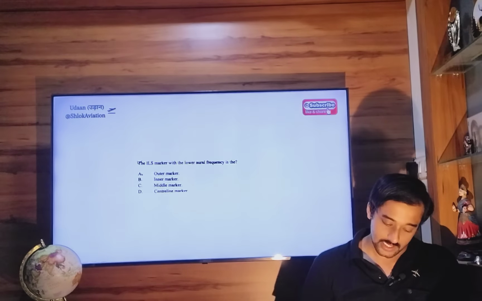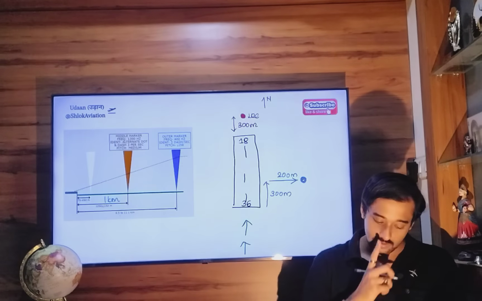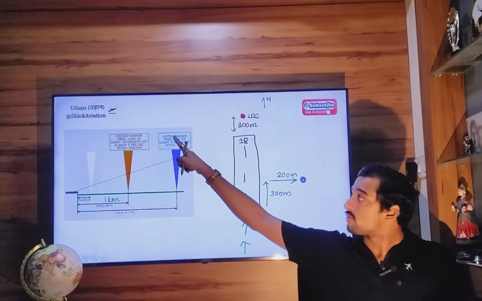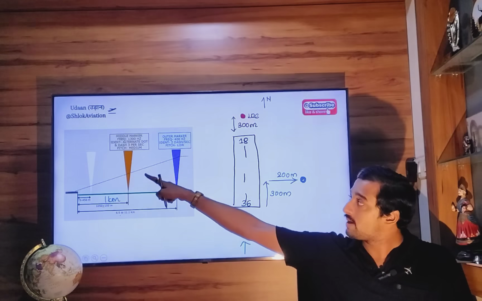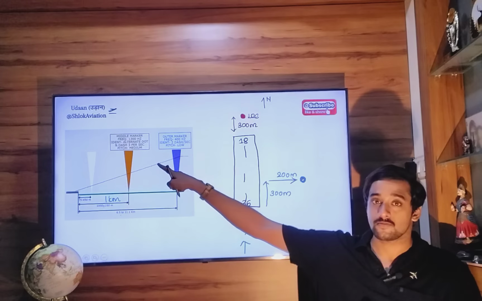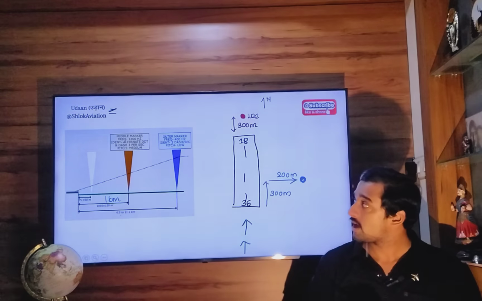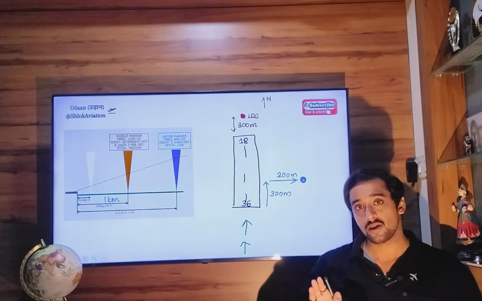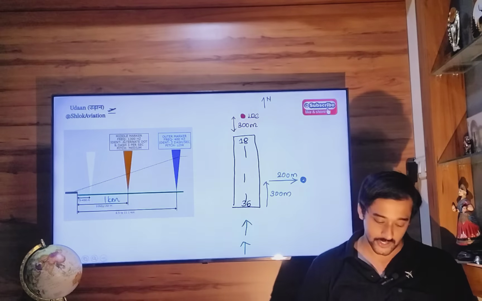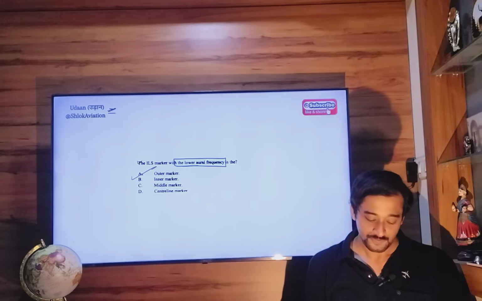Okay. Next. The ILS marker with lower aural frequency. For the outer marker, the aural frequency is low, the pitch is low, and the modulation frequency is 400 Hertz. For the middle marker, the modulation frequency is 1300 and the pitch is medium. For the inner marker, the frequency is 3000 Hertz and the pitch is high. So the lowest frequency belongs to the outer marker and the lowest tone also belongs to the outer marker. So the correct answer here is outer marker, option A.